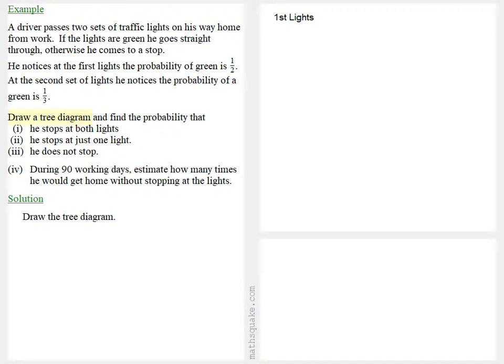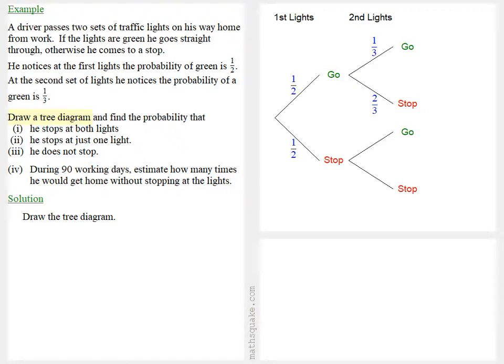To begin with, draw a tree diagram of the situation. Well, to do this, let's look at the first set of lights. There are 2 options. Either he goes or he stops, and each of those has a probability of a half. Now, if he goes, there are again 2 options. Either he goes or he stops, but this time the probabilities are 1/3 and 2/3. If he stops, we get the same situation. He can go or stop with probabilities 1/3 or 2/3.